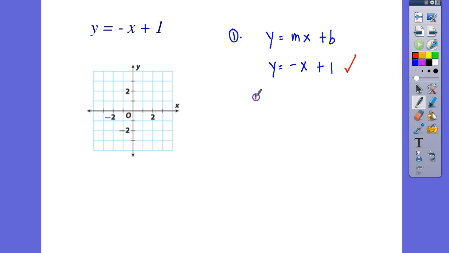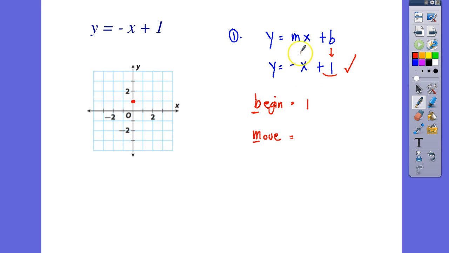Now, you're going to pull out your b value because that's where you're going to begin. Begin at the b value. So your b value is the constant. So it is 1. So on the y-axis, you're going to plot a point at 1. And then your m tells you how to move.